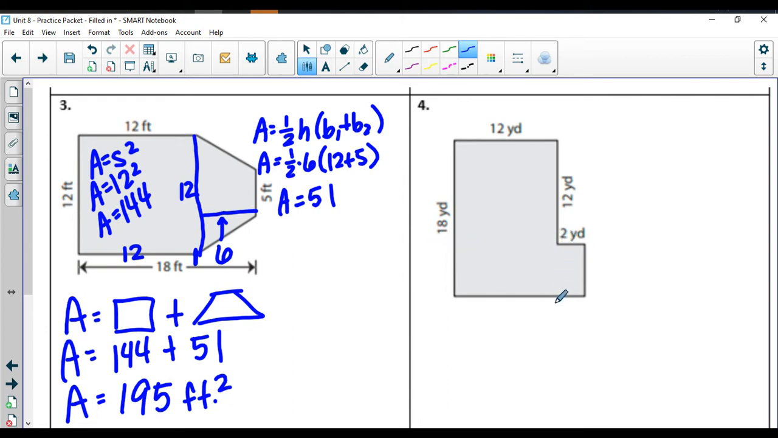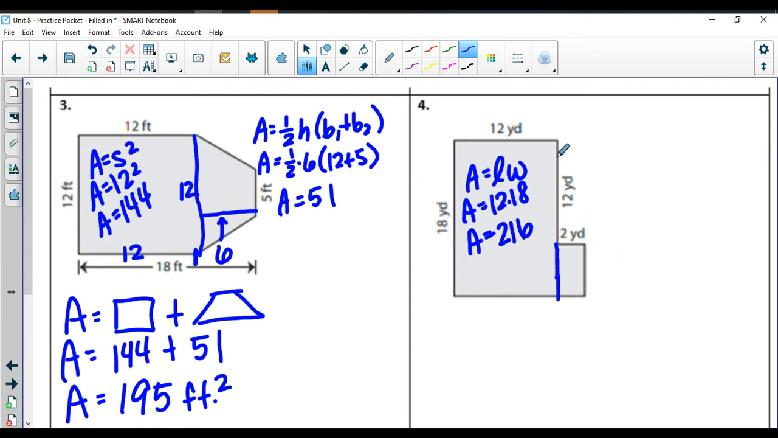For this one down here, I can either chop off this whole rectangle across the bottom, or I can just take off this little piece right here. I'm just going to take off this little piece right here instead. So for this big one, I have 12 by 18. So length times width, 12 times 18, which is going to be 216.